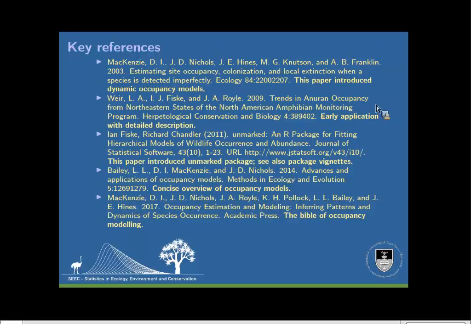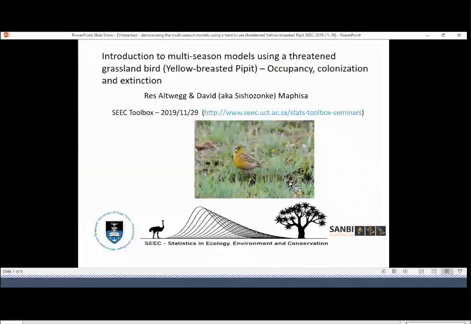I've got just one more slide here with some key references. The initial publication that introduced the dynamic occupancy models was MacKenzie et al. 2003. Then there is a very interesting, very detailed application to frog occupancy dynamics. The unmarked package was introduced in this paper here, and there are also some really good vignettes that come with the package, one particularly for dynamic occupancy models. And here, Bailey et al. 2014 is a very concise and nice overview of the occupancy models. And obviously MacKenzie et al., the Bible of occupancy models, the occupancy book. Okay, and with that, I'll hand over to David, who is going to take you through an example.